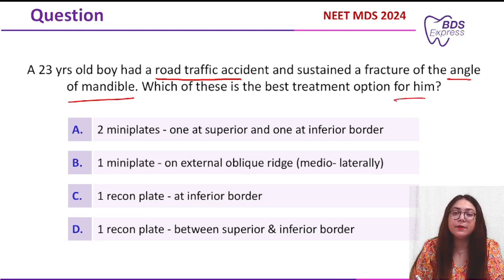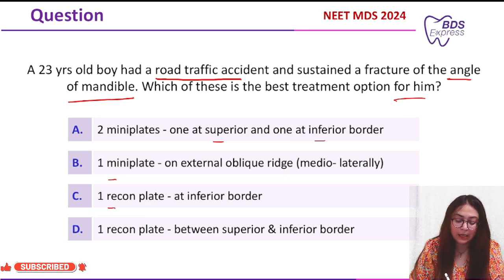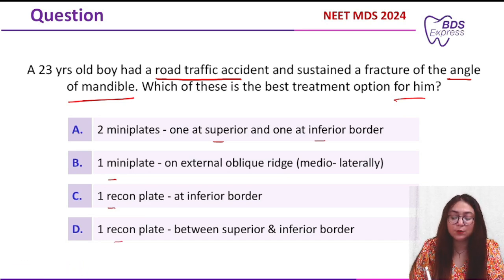Now, the options given were 2 mini plates at superior and inferior border, 1 mini plate on the external oblique ridge, 1 recon plate or reconstruction plate at inferior border of the mandible, 1 recon plate between the superior and inferior border of the mandible.